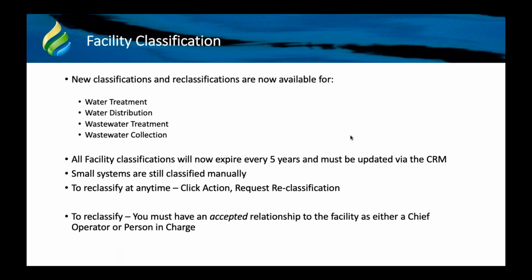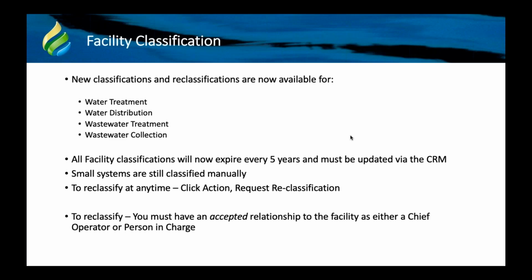So facility classification, this has been a manual process for a lot of years where you would send us an email with a form filled out. Everything is now done online through the CRM. The new models are now available for water treatment, distribution, wastewater treatment, and collection. Like I mentioned, for those larger level 1 to 4 systems, not small systems.